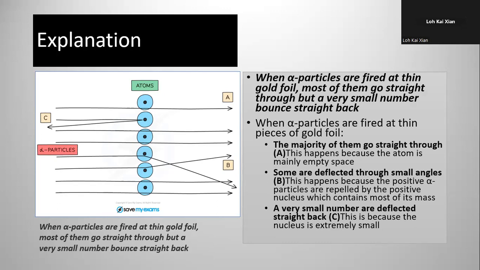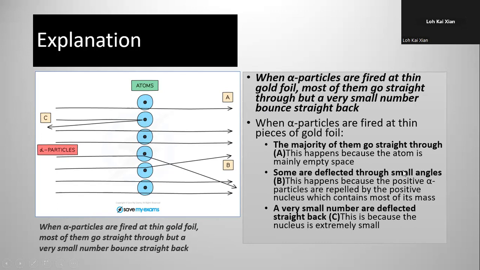So let's summarize it again. When alpha particles are fired at a thin piece of gold foil, the majority of them go straight through. That's your A. This happens because the atom is mainly empty space. Between this nucleus and this nucleus, there's a lot of empty space there. Right? So that means this alpha is not affected by the positive nucleus. So the majority of them go straight through. This happens because the atom is mainly empty space.